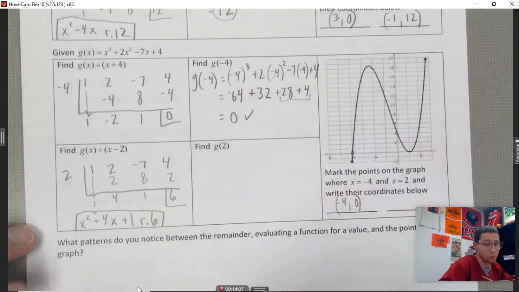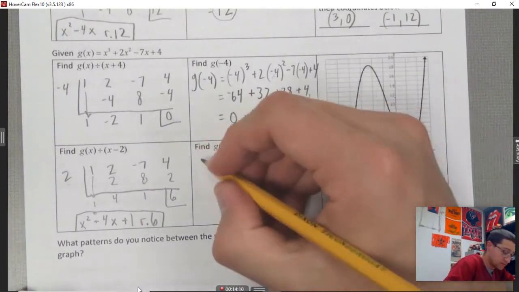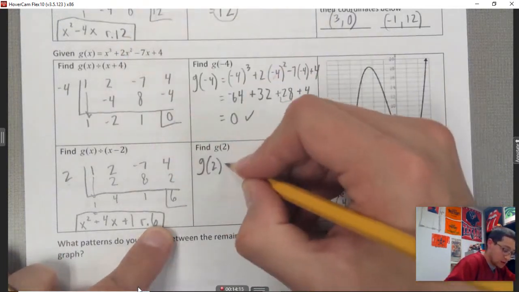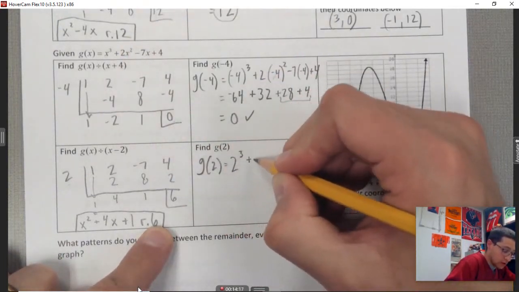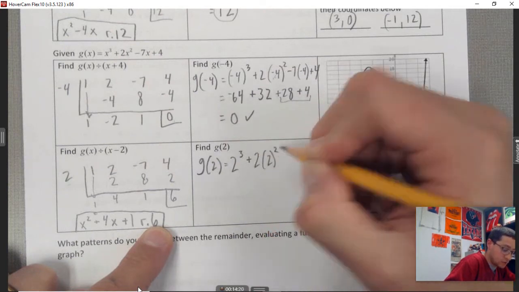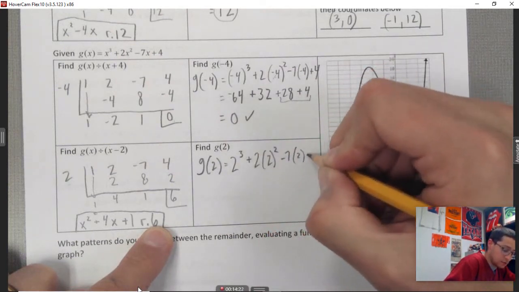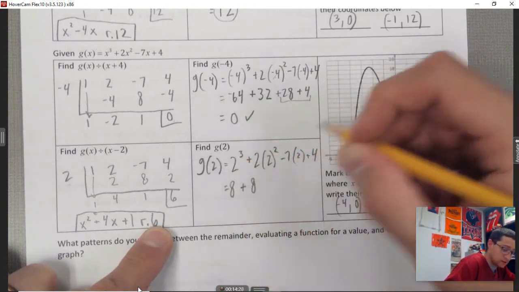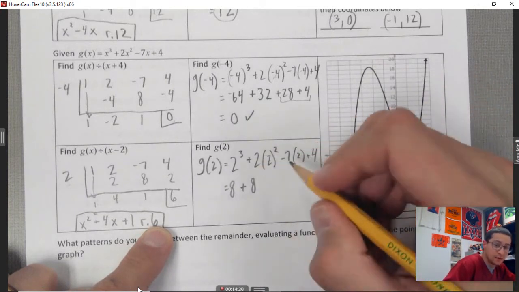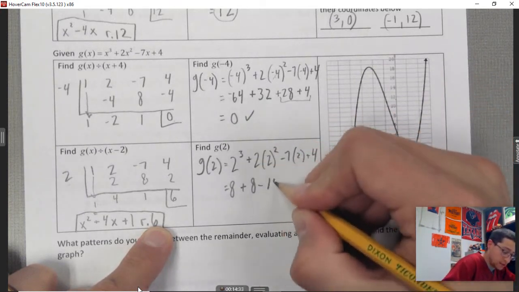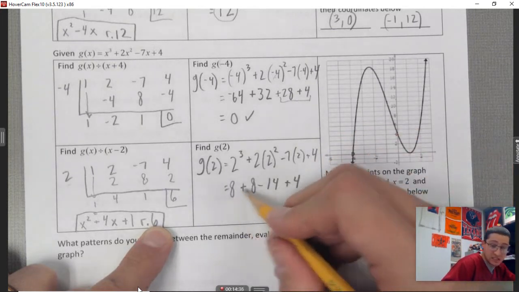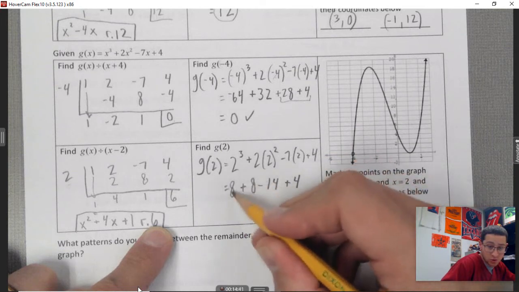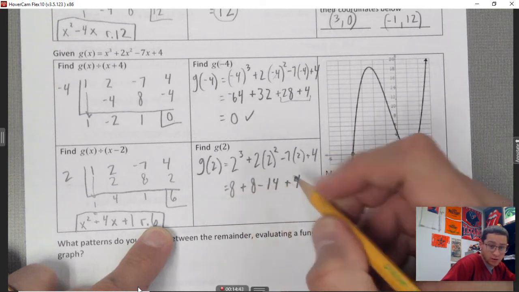Okay, g of 2, what should we expect to get out? We should expect to get out 6. And let's just double check. So g of 2, we end up getting 2 cubed, plus 2 times 2 squared, minus 7 times 2 plus 4. 2 cubed, that's 8. This is also 2 cubed, so that's also 8, right, because 2 squared, and then another one, minus 14 plus 4. So 16 minus 14, that's 2 there. 2 plus 4, that's 6.